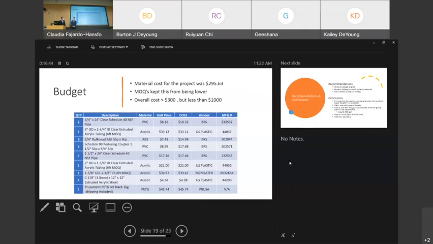The budget for our project was just under $300. There were minimum order quantities for a lot of the parts too, so we just kept it from being any lower than that. Again, this is just looking at the material costs involved in this project, but doesn't consider things like manufacturing, design, and testing. So it's safe to assume that it was probably less than $1,000.